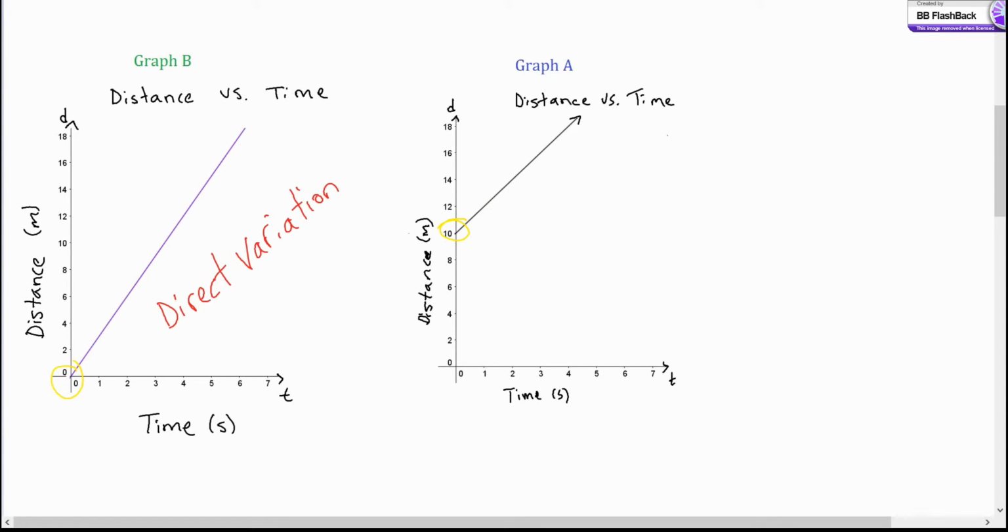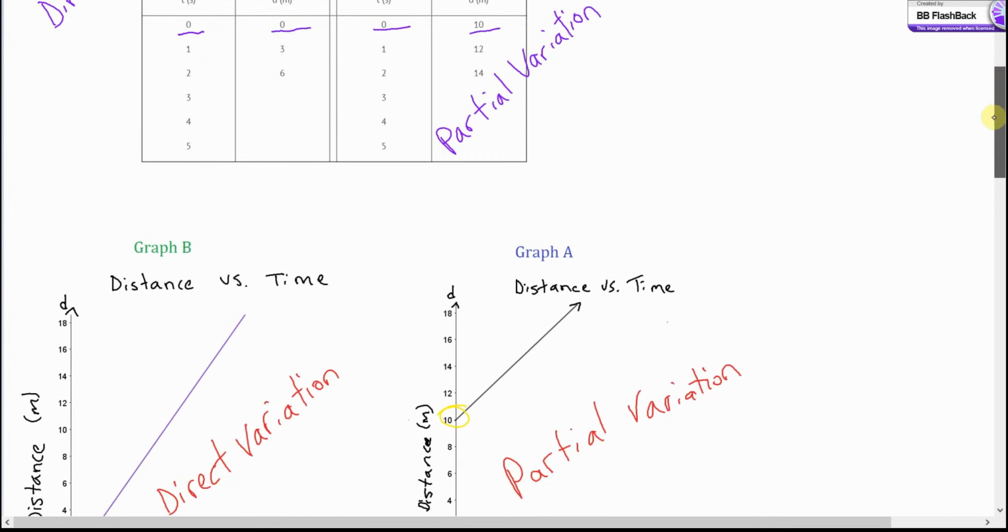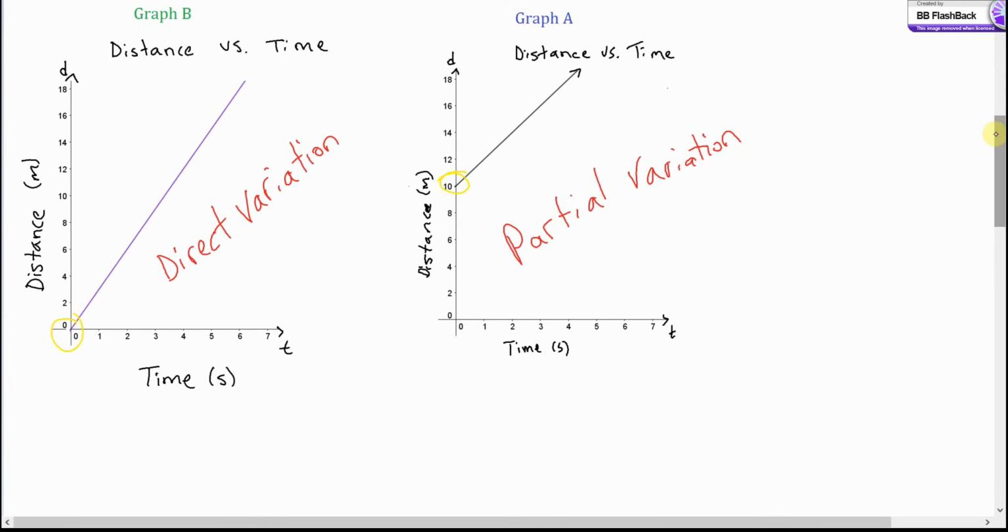Try your best to keep the two straight. Just remember, direct variation goes through 0, 0. Partial variation does not. Whether you're looking at the table of values or the graph. Okay, the final thing to look at is the equation. Maybe you've already thought about the equation, or maybe you haven't. It's going to look something like distance is equal to something we have to do to time.